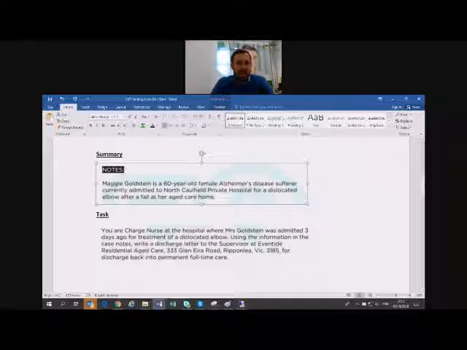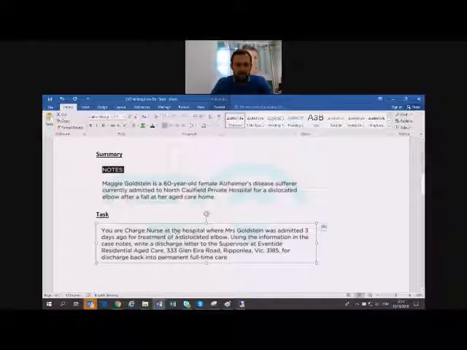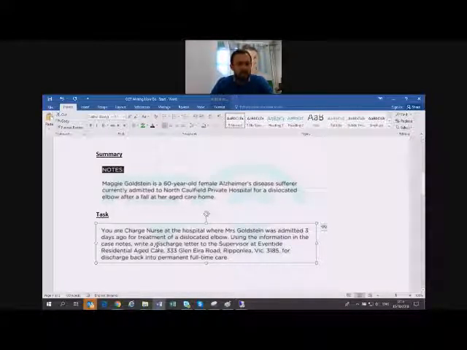Now if we look at the task, you are the charge nurse at the hospital where Mrs. Goldstein was admitted 3 days ago for treatment of a dislocated elbow. Okay, so they combine, we know it's a dislocated elbow. Using the information in the case notes, write a discharge letter, so we know what the task is now, to the supervisor at Eventide Residential Care Home.